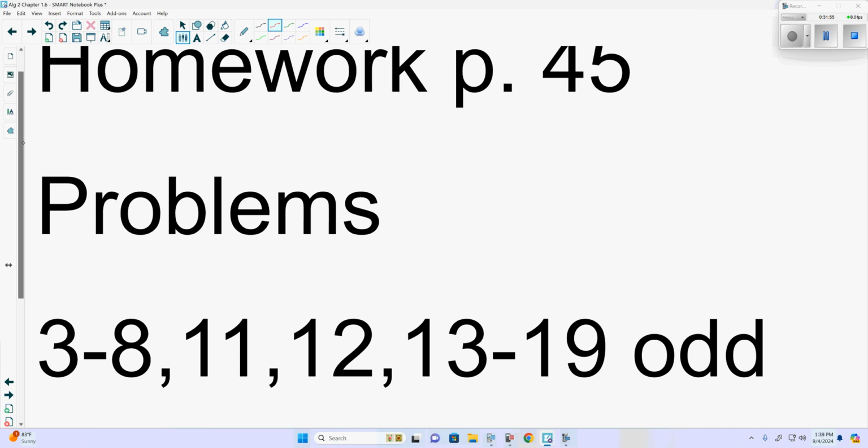13 through 19, solve the system of linear equations. If we run out of time before the end of the hour, you won't have time Thursday or Friday to work on it in class with those there.